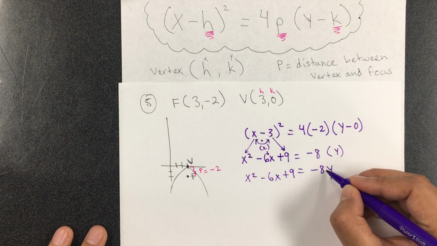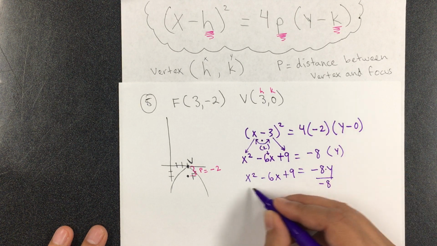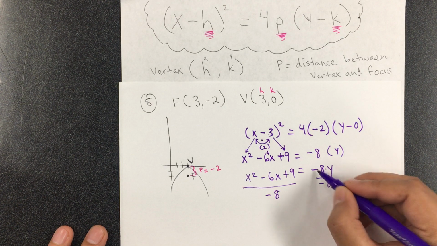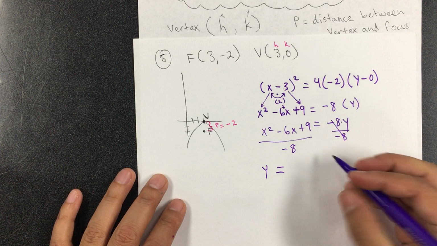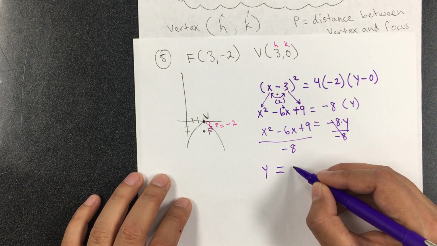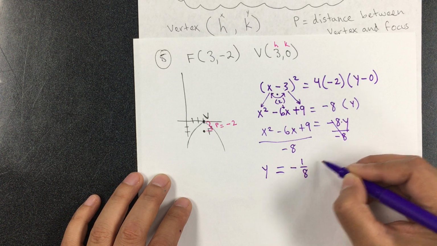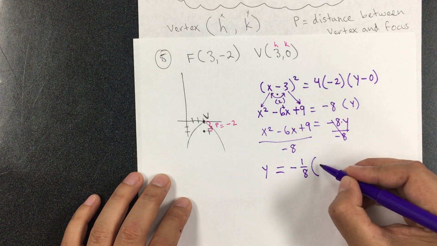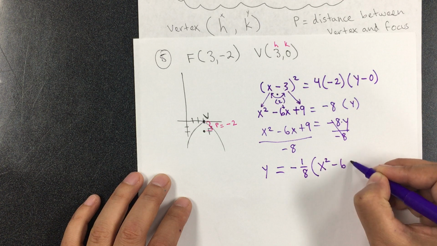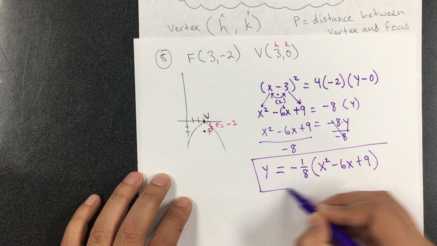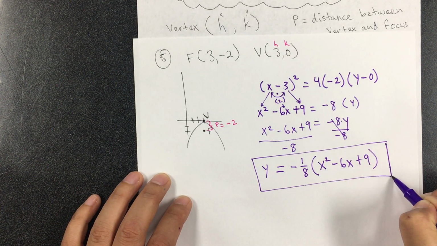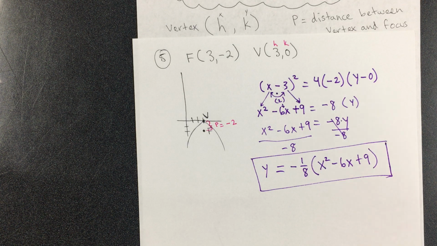Finally, if we're multiplying, the opposite is to divide by -8. We switch this y over here, and dividing by -8 means it's going to be -1/8 times all of that: x squared minus 6x plus 9, and that's going to be my answer. And with that, you can actually work on 10.3, so have fun.